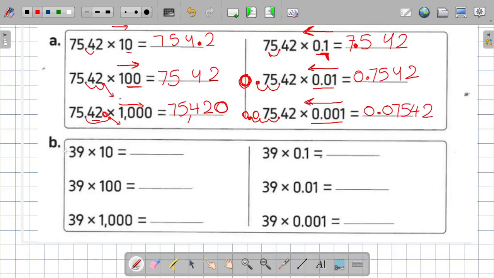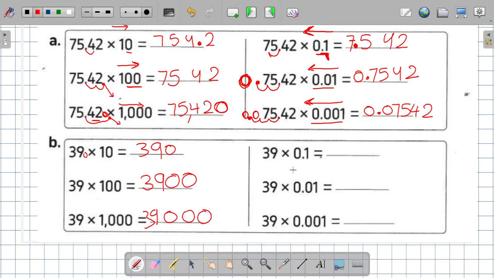Okay, let's try again. I have 39 by 10. Okay, this is simple. I will add 1 zero here, so it will be 390. Okay, here I have 39 by 100, so I will put 2 zeros next to 9, so it will be 3900. Okay, here 39 by 1000. So I have 3 zeros. So I will put 3 zeros next to 39. So it will be 39,000.